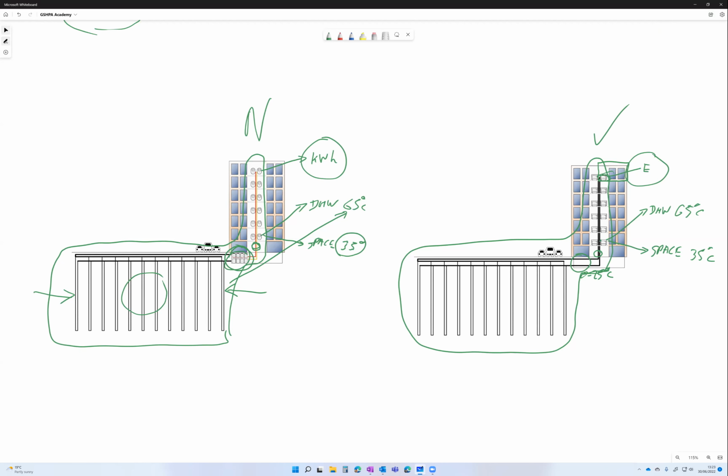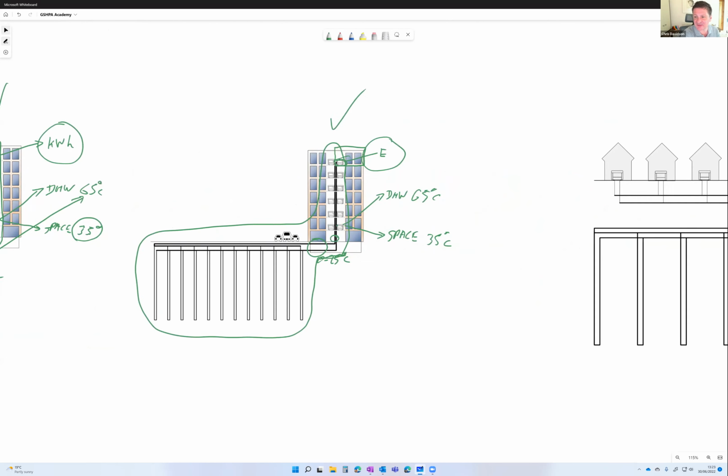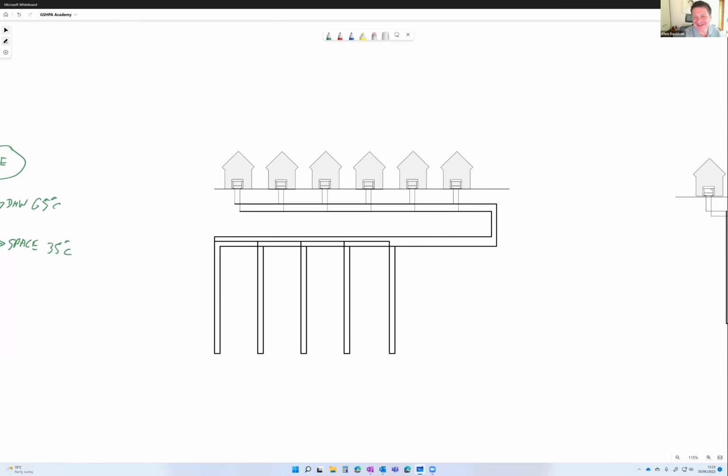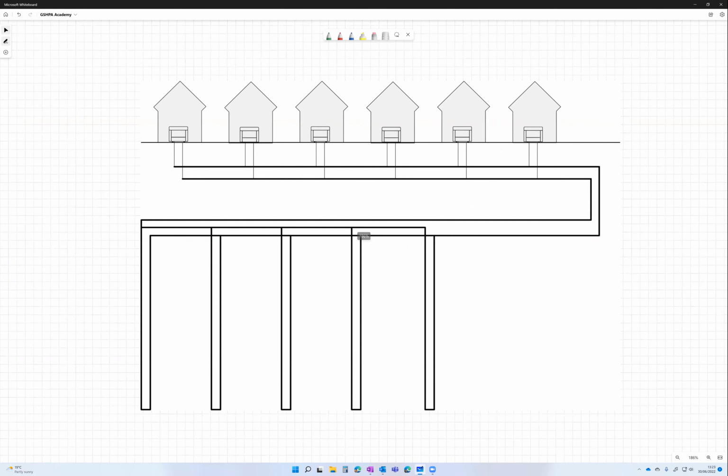In new build developments, is it better to have a single ambient loop serving many properties, or to break it up into multiple smaller ambient loops? That is a brilliant question, and it brings me beautifully onto my next slide. Thank you very much.